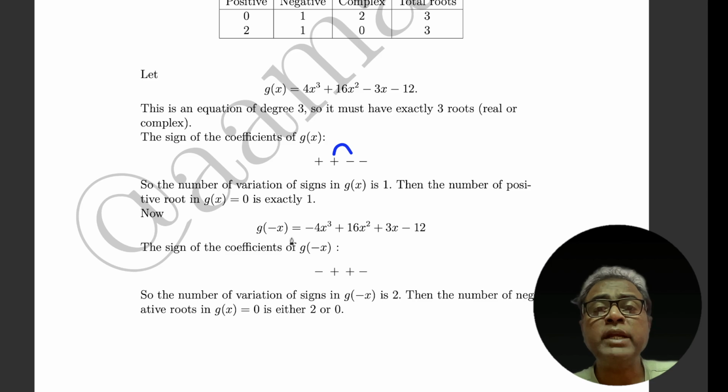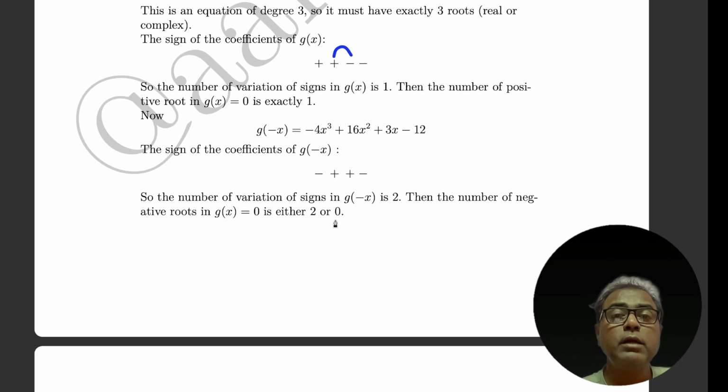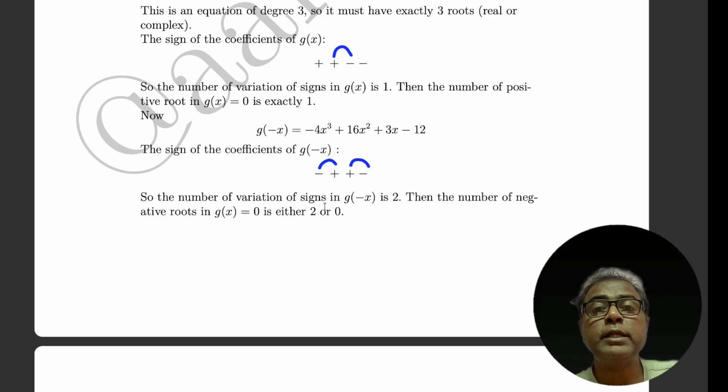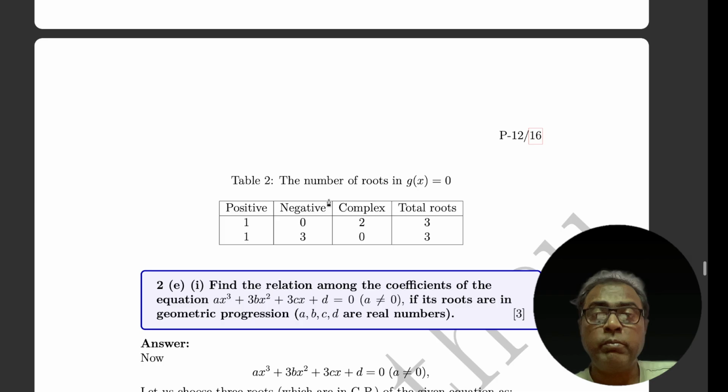And g of minus x equals minus, plus, plus, minus. So there are 2 changes: minus to plus and plus to minus. So negative roots in g(x) equal to 0 are either 2 or decreased by an even number. So 2 minus 2 is 0. So all possible combinations of the number of roots of g(x) equals 0.